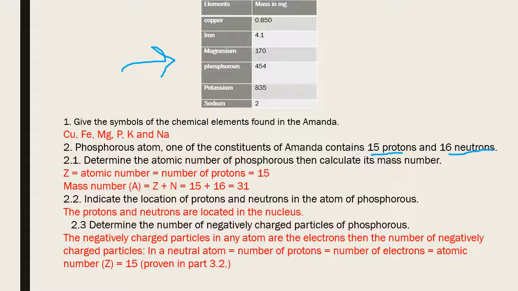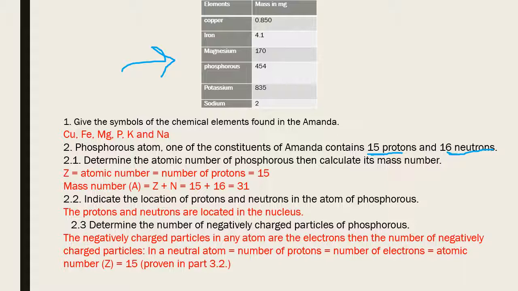First of all, we want the atomic number. Remember, whenever we do the atomic number, Z equals the atomic number, which equals the number of protons, which equals 15. The mass number A is Z plus N. Z is 15, and the number of neutrons is 16, so we do 15 plus 16, which equals 31. So this means we've done the atomic number and the mass number.